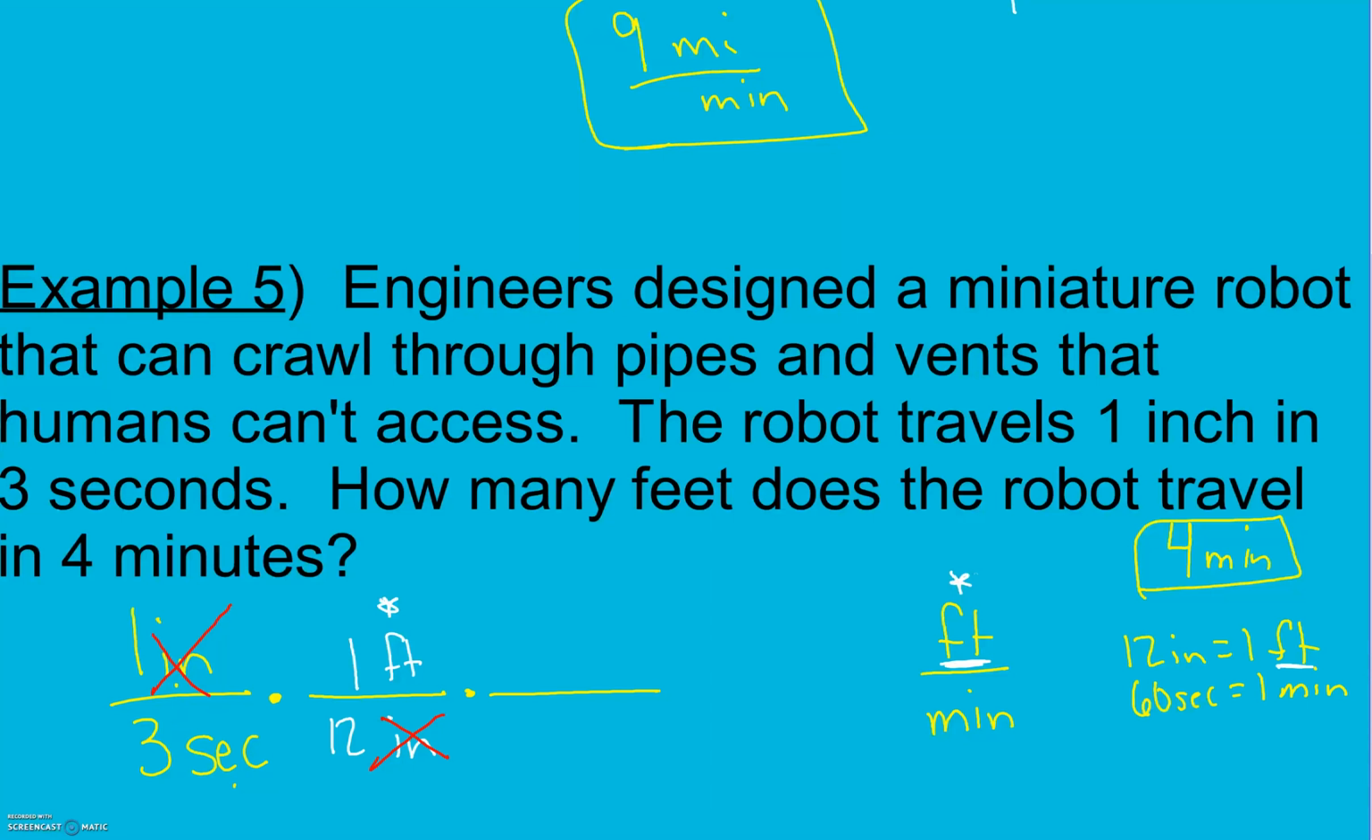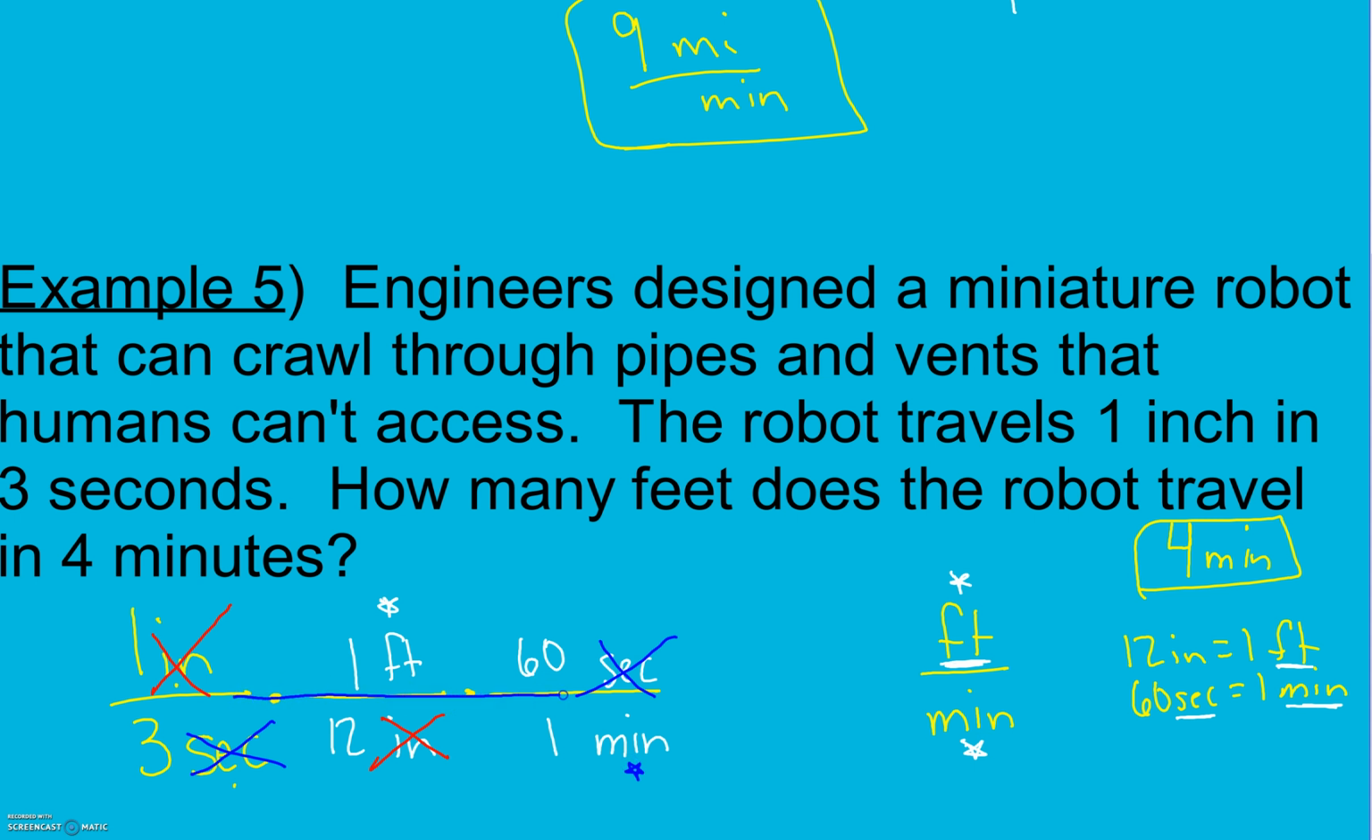Now I need to get rid of seconds. I have seconds in the bottom, so I need to have seconds in the top so that those cancel. And in my label, I need minutes in the bottom, so I need minutes to go in the bottom. 60 seconds in 1 minute. Okay, again, I need seconds to cancel. And I have minutes in the bottom. So my labels are right.